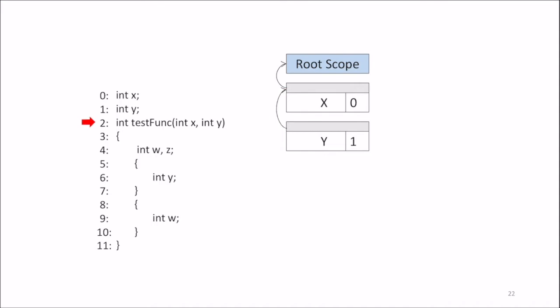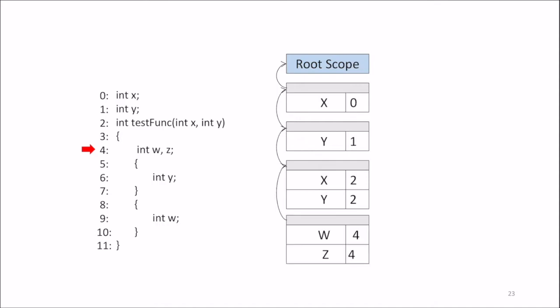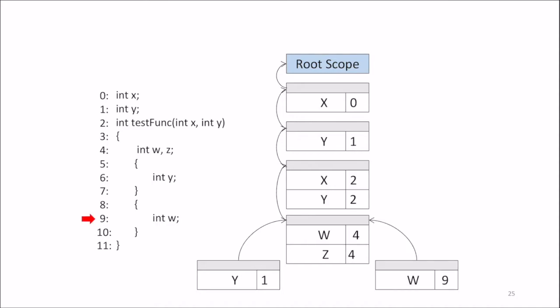And notice that each new one is pointing upwards to its parent. Now we define a function, you get two new definitions of x and y on the same line. We go to line 4, you can see that there are two new variables, w and z, and it's pointing to the parent again. So as you can see, it's pointing up to its parent. Now we get to line 5 where we define a new scope. So we get to line 6 here. There's going to be a new variable y, and at line 7 it's going to go out of scope.